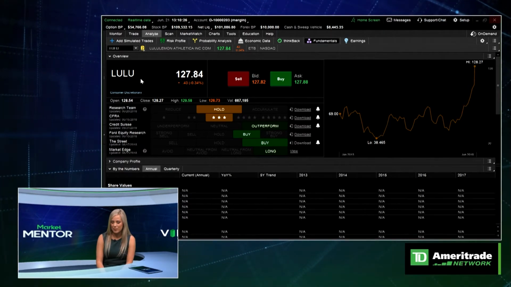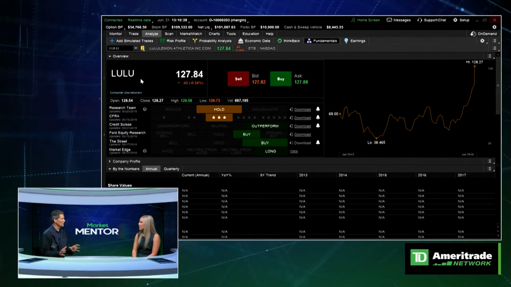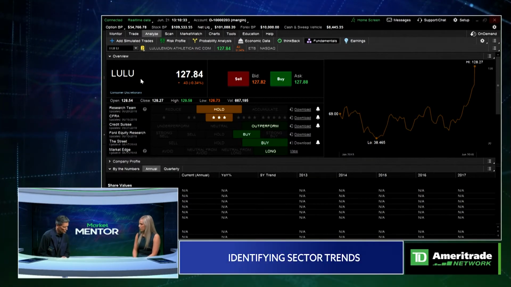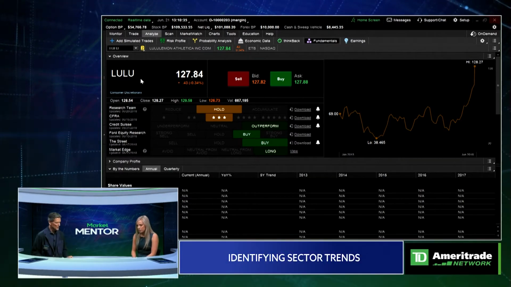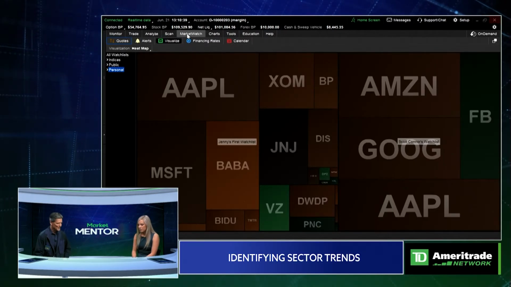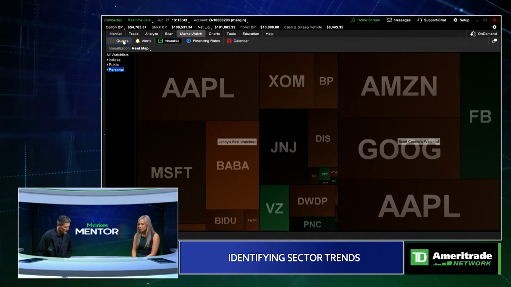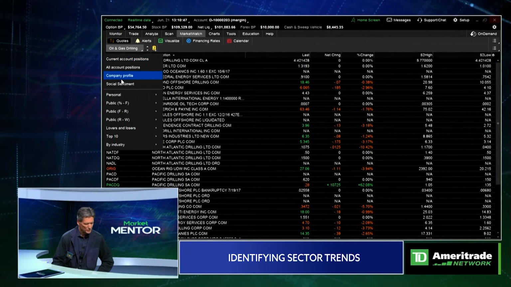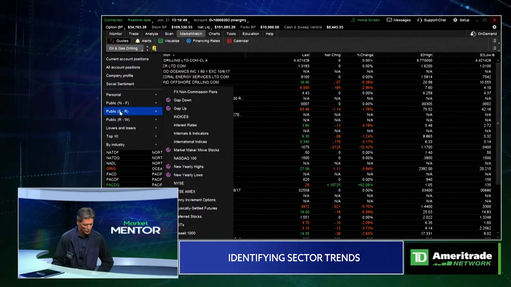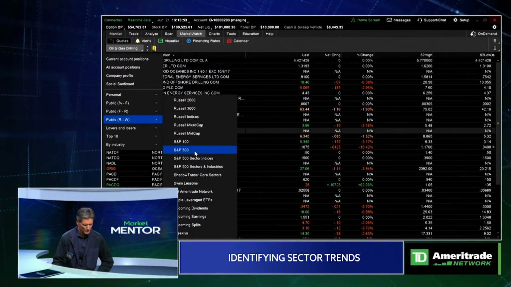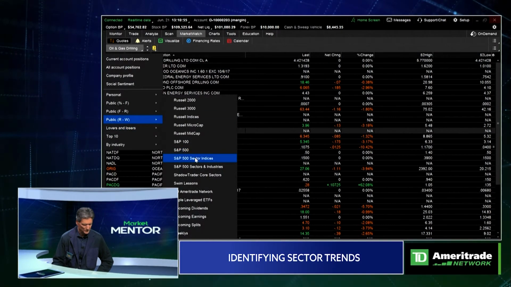Now, what about the trend? What if we didn't have Lululemon, but we wanted to look at the sector of this particular group, the consumer discretionary group? How would we do that? Well, follow along. This is pretty simple as well. I'm going back to the Market Watch tab, and instead of looking at this, I'm going to go to the Quotes tab and then drop down to our choices here and just go down to Public, and I'm looking for S&P 500 sectors. Whoop, let me just bring it over. There we go, S&P 500 sector.